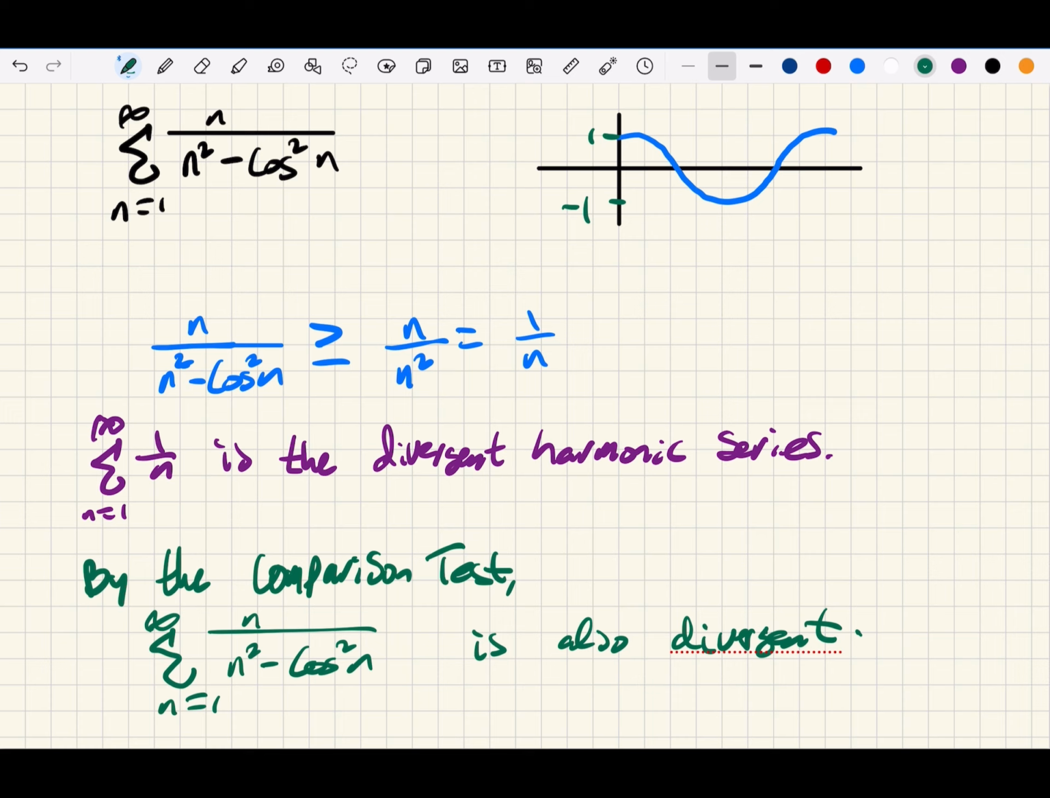Let's look at another one. Let's look at this one here. So we have the sum from n equals 1 to infinity of e to the minus n over n plus cosine squared n. Okay, so now I'm adding something in the denominator, but boy, that e to the minus n sure is. Put that on the bottom.